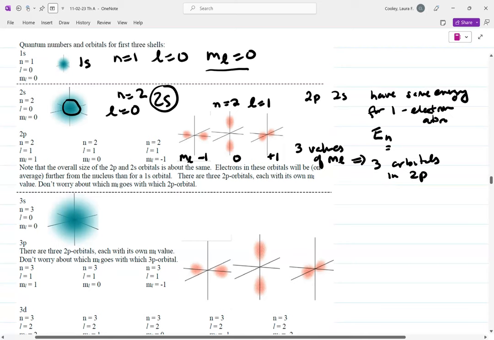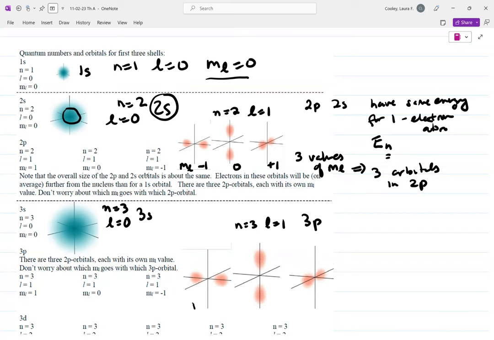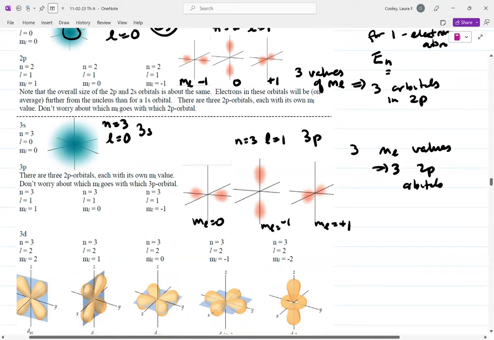So now we have n equals 3 and l equals 0. That's the 3s. And now we have n equals 3 and l equals 1. That's the 3p. There are, again, three m sub l values. I don't care which is which, but the three m sub l values mean three p orbitals. So there are three orbitals in the p subshell.